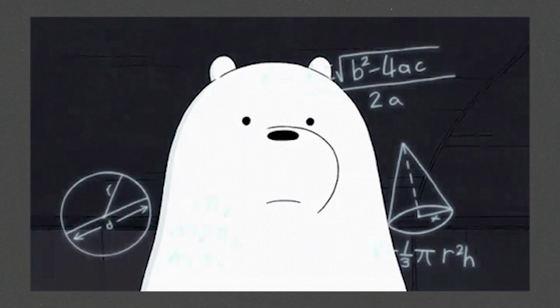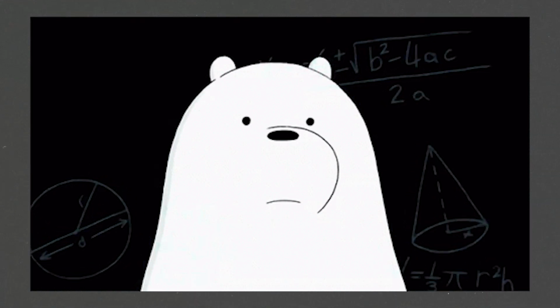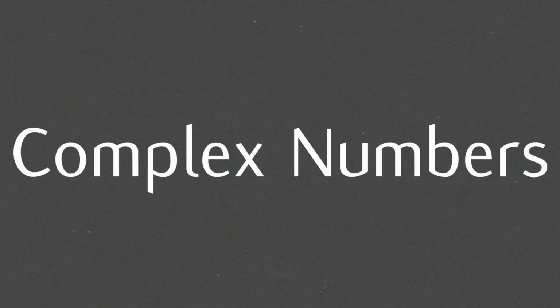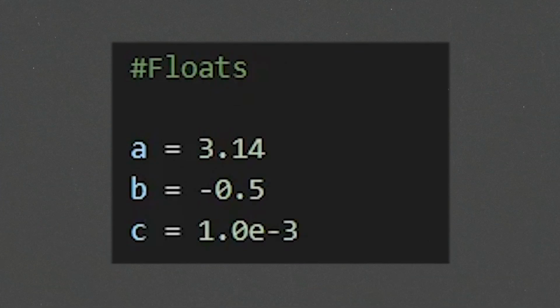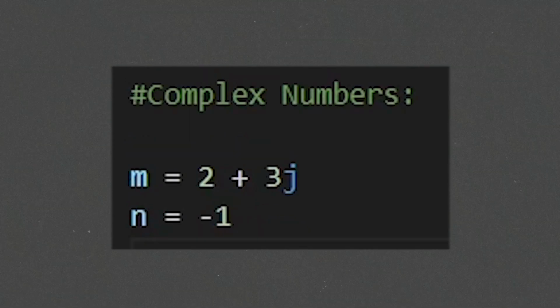Numeric variables refer to variables that store numerical data. In Python, we have 3 numeric types: integers, floats, and complex numbers. Integers are whole numbers without a decimal point, such as 1, 10, or -5. Floats are numbers with decimal points or numbers in scientific notation, such as 3.14, -0.5. Complex numbers have both a real and an imaginary part, represented as a plus bj, where a and b are floats and j represents the imaginary unit.